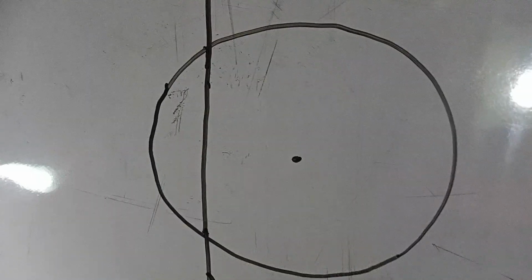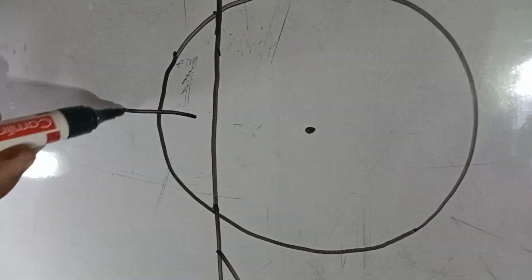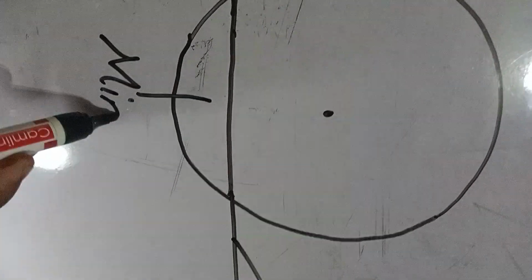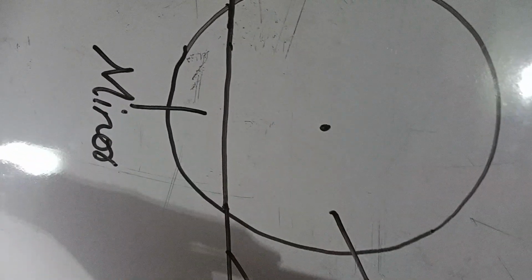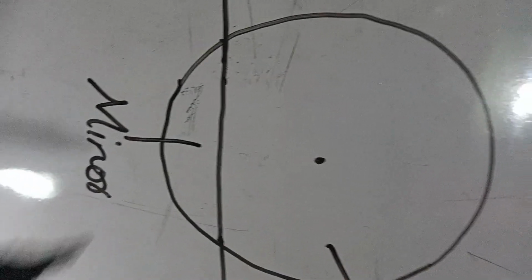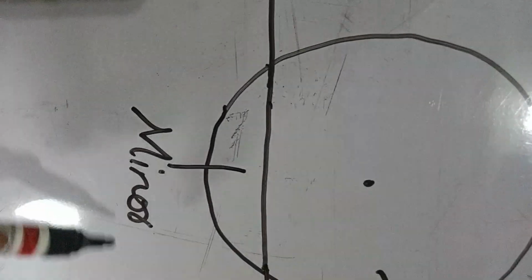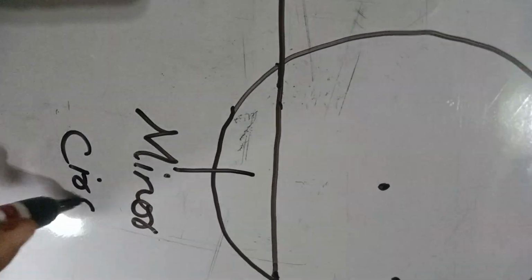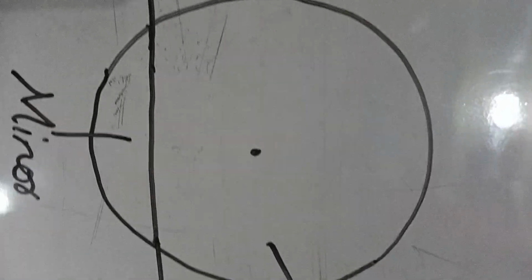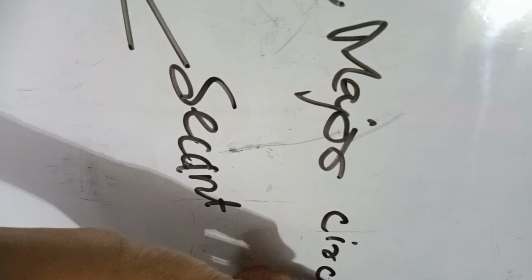Okay, so now the time is to know what is major and minor. The smallest part of a circle is called minor, whereas the largest part is called major. And one more thing, when any chord or secant cuts a circle into two different parts, the smallest part is called minor circle and the largest part we will call major circle.